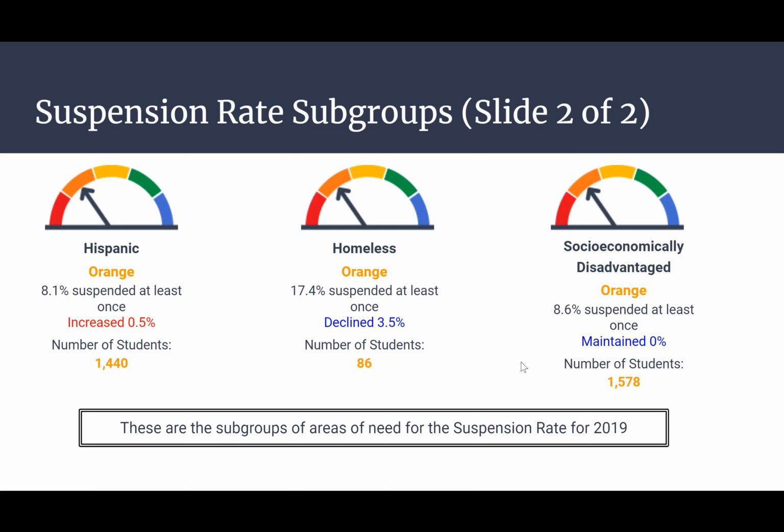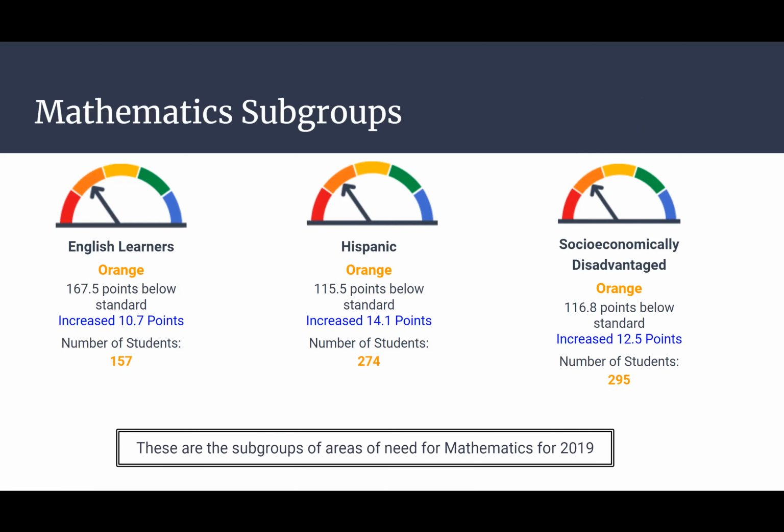Could we go to the next slide, please. So as stated earlier, this is the other area of concern, which is in the orange. These are subgroups for mathematics. So for English learners, which is in the orange, we are 167.5 points below standard. So we did good. Since the previous year, it increased 10.7 points. Number of students counted, 157.